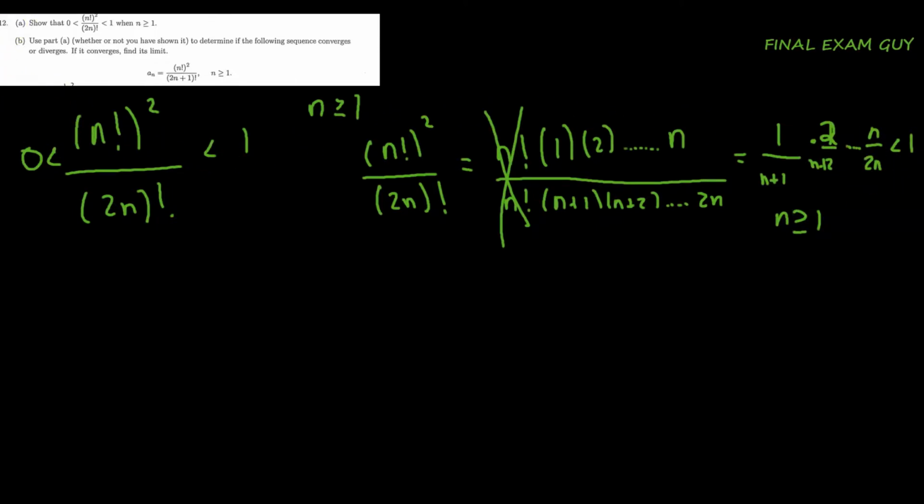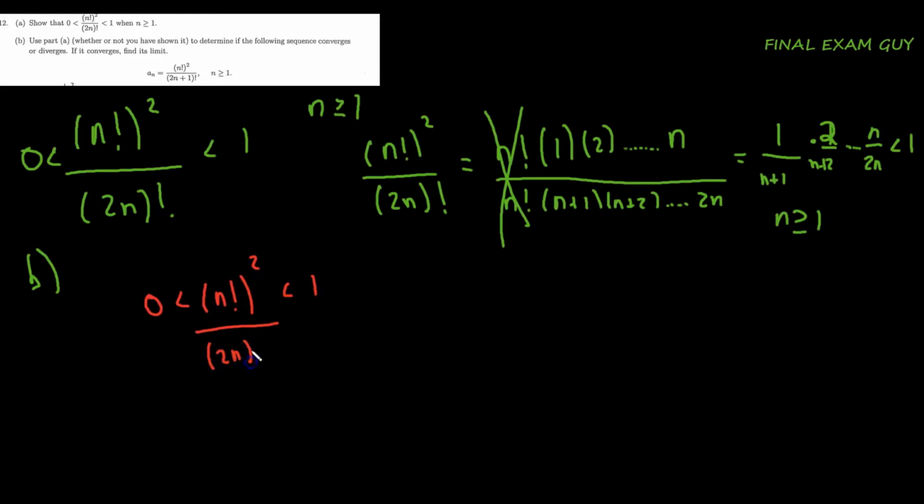That's your answer. So part B says to use part A to determine if the following sequence converges or diverges. If it converges, find its limit. So it's asking us to use part A, whether or not you have shown it. So that means you're already given the information, even if you got part A wrong. So don't get part A wrong, anyways.